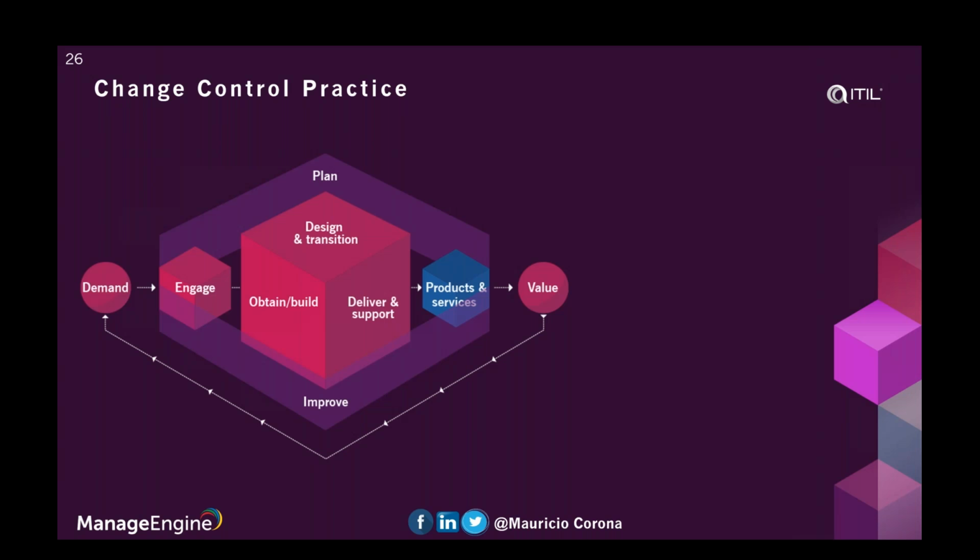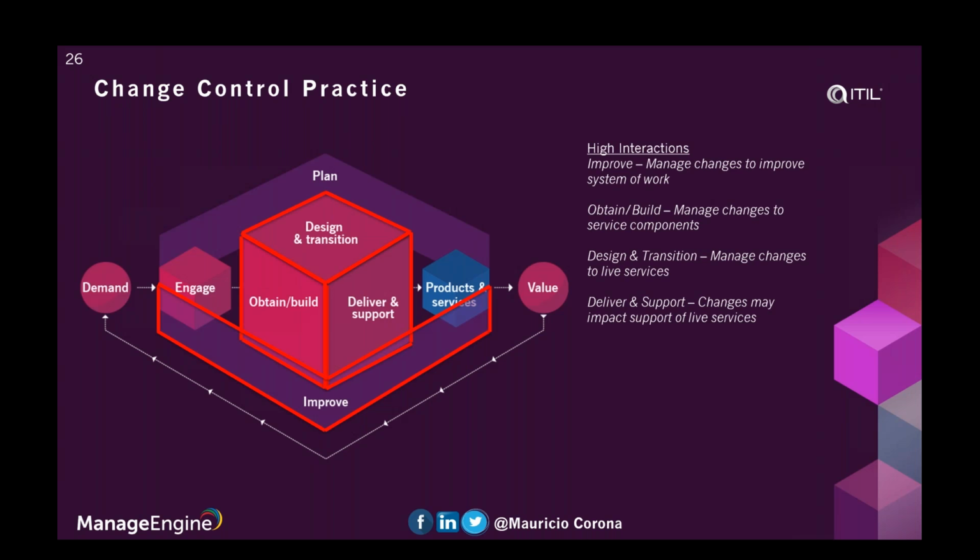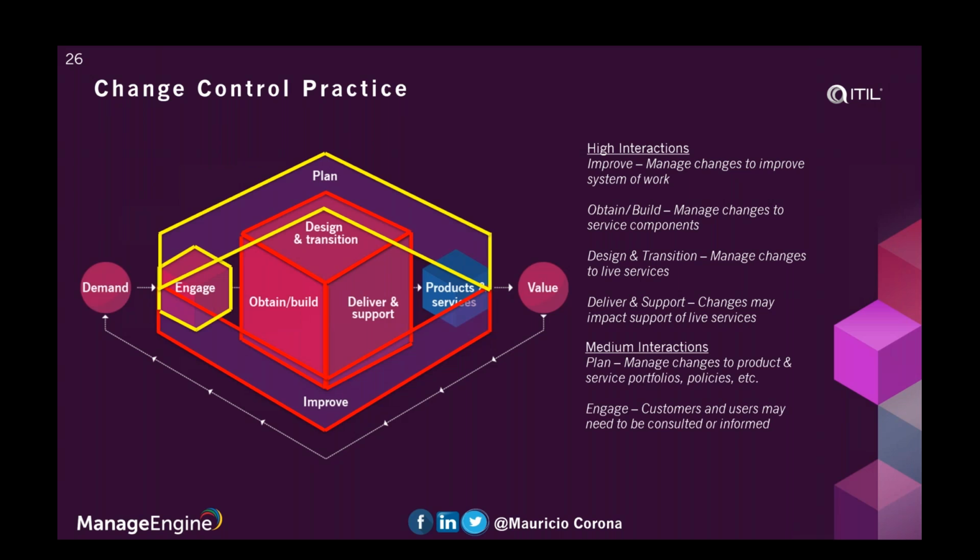They are outside of the books because we focus the books on the main topics that we wanted to address, and we are just linking the books to these newly published practices. Every single practice has some kind of heat map. So you will be able to see, for example, for the change control practice, where the higher interaction is. Well, the higher interactions are in improvement, obtain and build, design and transition, deliver and support, and there are medium interactions on planning, for example, and on engagement.